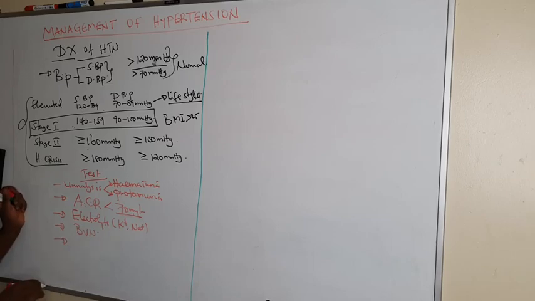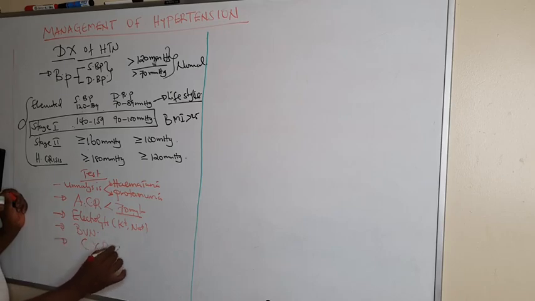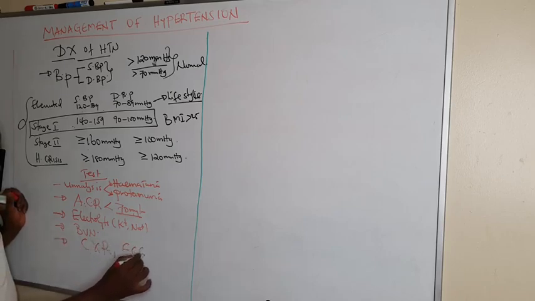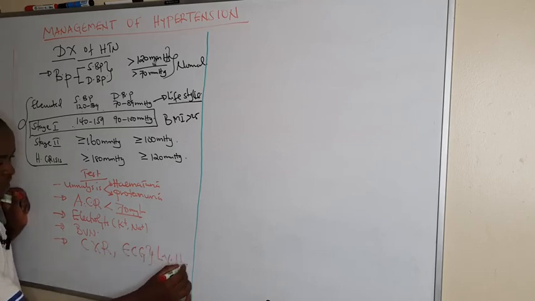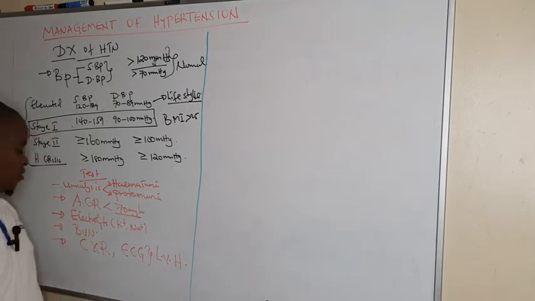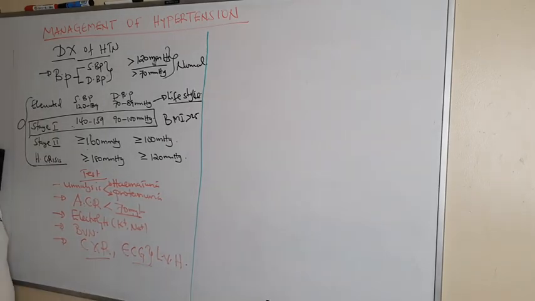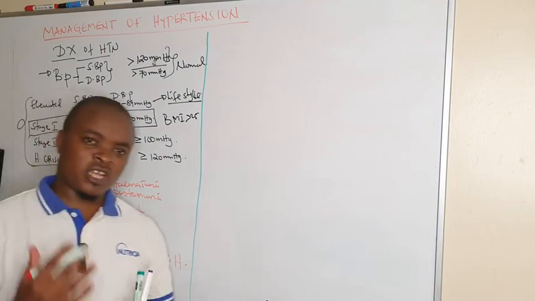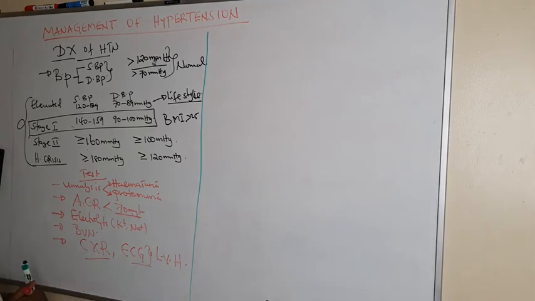Then the radiologist can go ahead to do chest x-ray and ECG. With these you want to rule out left ventricular hypertrophy. So you can do all these tests in the lab, depending, you are trying to see what could be the probable cause.